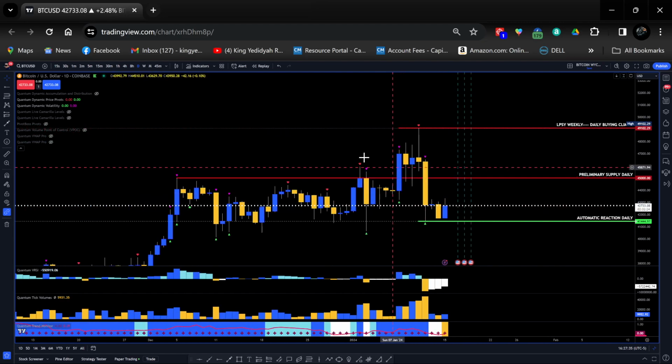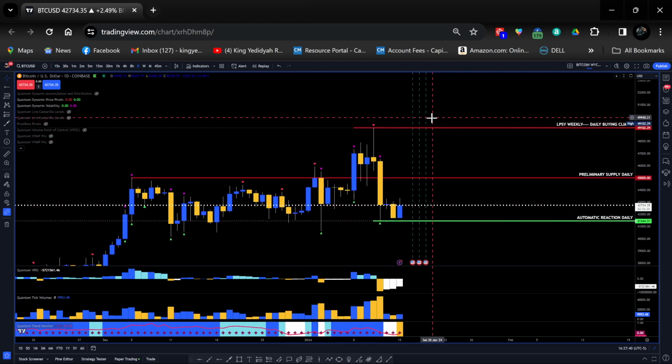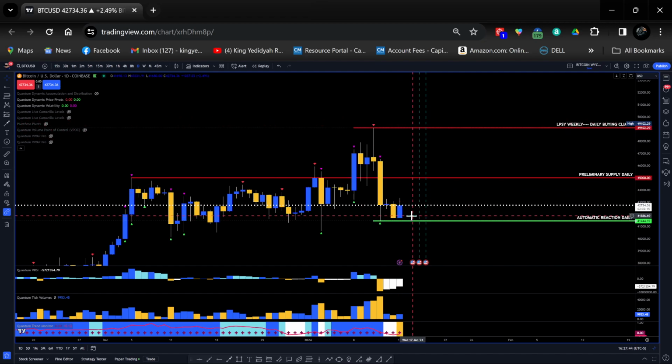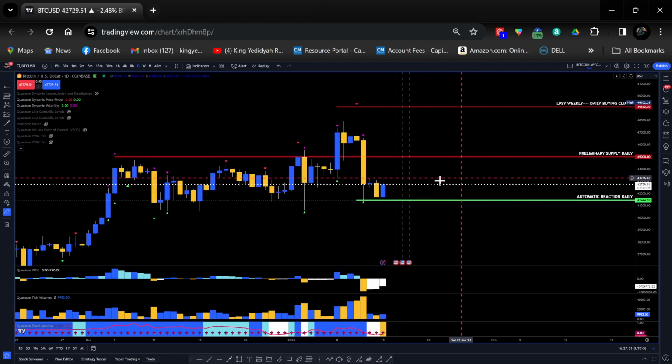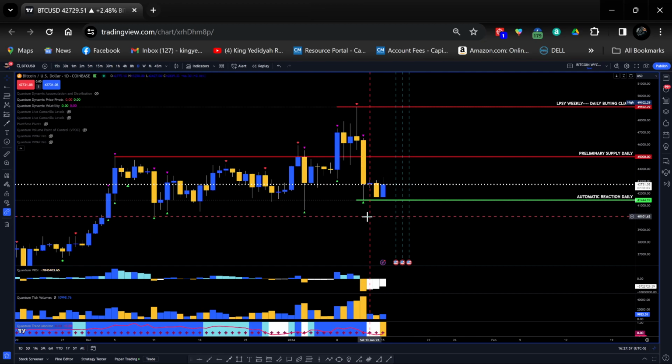So for this structure right here, we have to make another upthrust. Upthrust after distribution, I think it's called. Yeah, I see that. But we're so close to the bottom of the structure that anything could happen right here, you know?